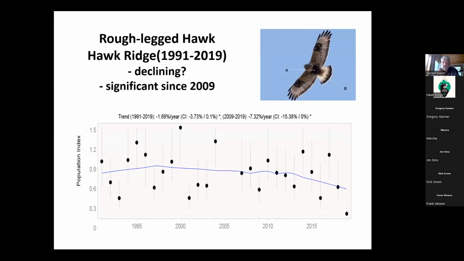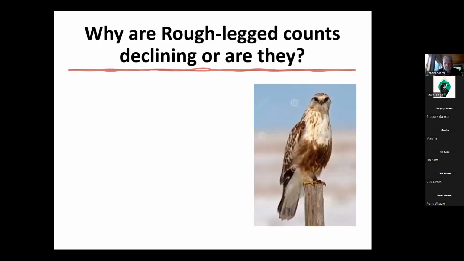Move on to the rough-legged hawk. Another species like the golden eagle, it does not nest in the state of Minnesota. These data show that the species is declining. I put a question mark on that. It's almost significant, but it's significant since 2009, that decline in counts at Hawk Ridge. But it's also a complicated one, because I'll go into those counts, why we think it might be declining.